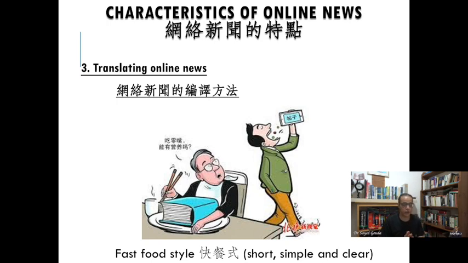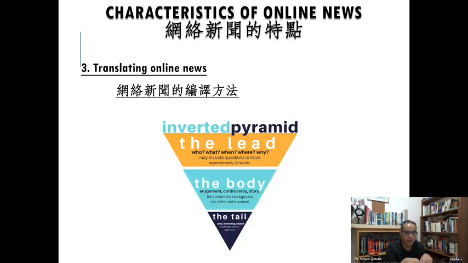These 3 words, you need to keep them whether you translate and write for traditional news or online news or broadcast news. Everything should be short, simple, and clear. But the online news should be shorter, simpler, and clearer than the traditional news. And again, use the same format, inverted pyramid style that starts with the most important facts.